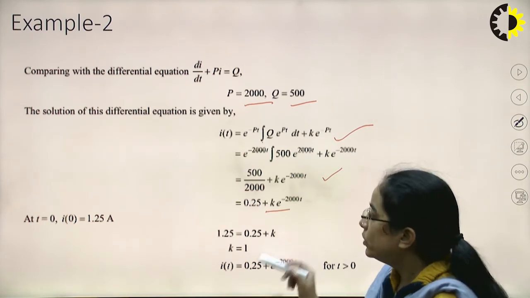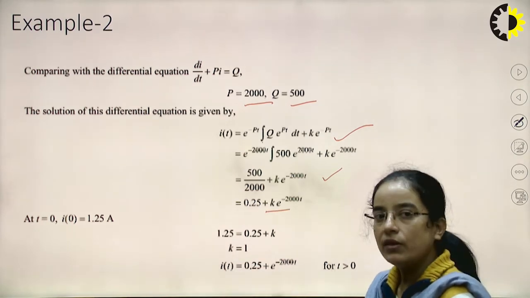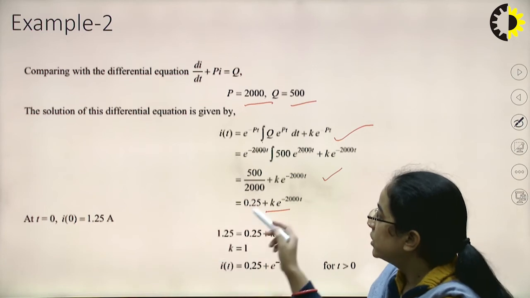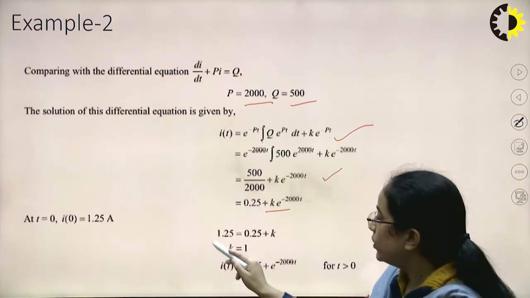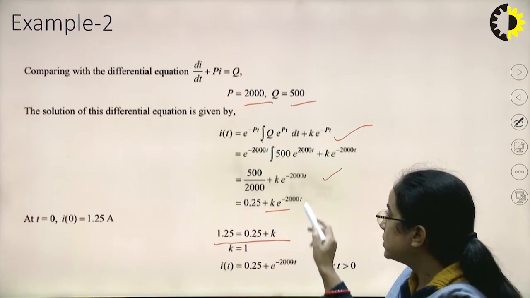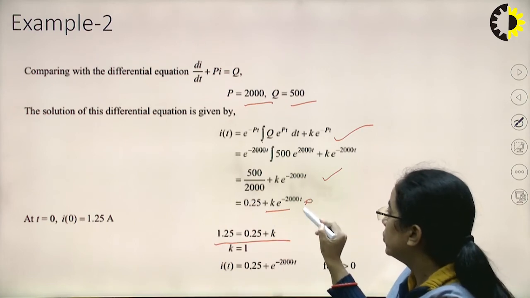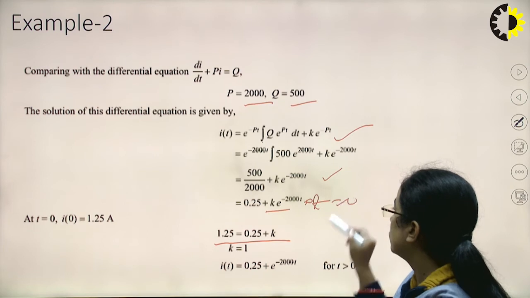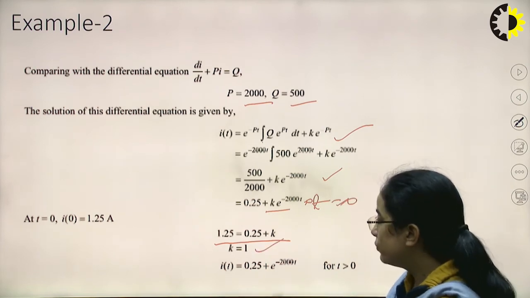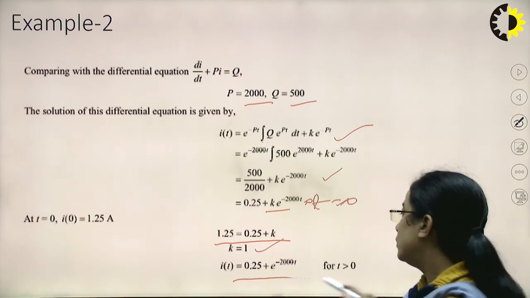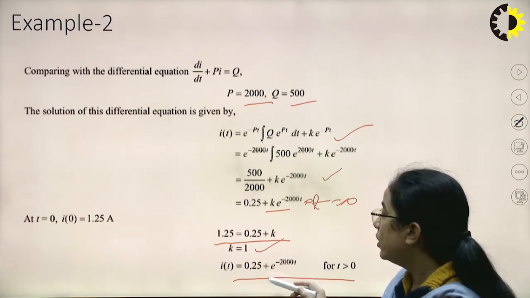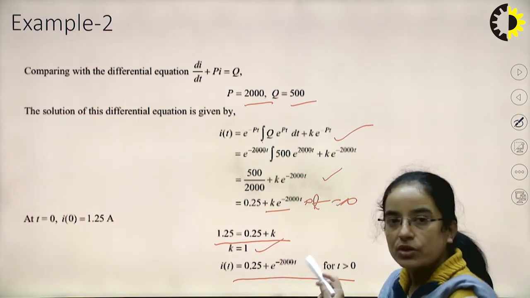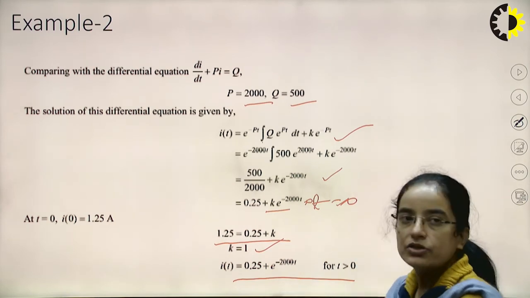So now we will put the initial condition in this same network. If we put the initial condition, that means at t equal to 0, the current is 1.25. So 1.25 equals 0.25 plus K. Here if we put the value of t as 0, K is 1. So the complete solution is i(t) equal to 0.25 plus 1, that means K is 1, into e to the power minus 2000 t for t greater than 0.